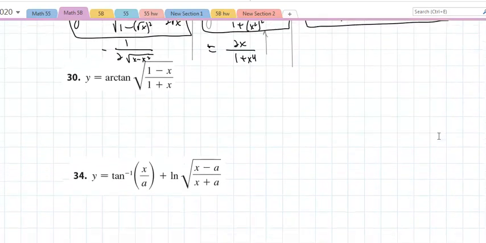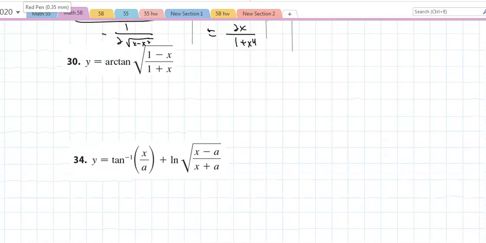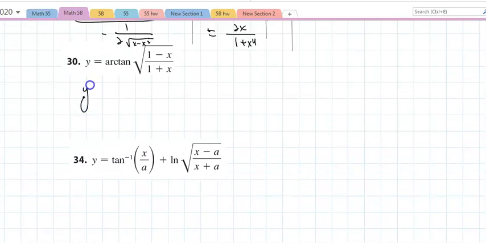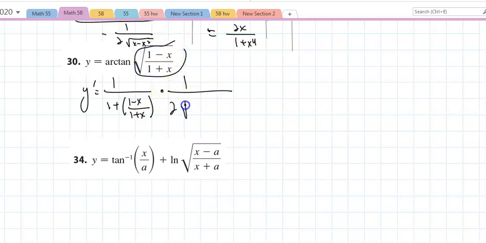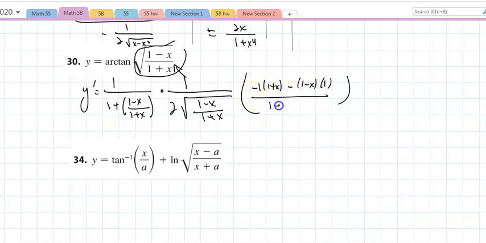Number 30 and 34 are fun problems, if you know what I mean. If I want to take a derivative, that is 1 over 1 plus the square of the argument, times the derivative of a radical, which is 1 over twice the radical, times the derivative of the radicand, quotient rule: derivative of the top times the bottom, minus the top times the derivative of the bottom, all over the bottom squared.